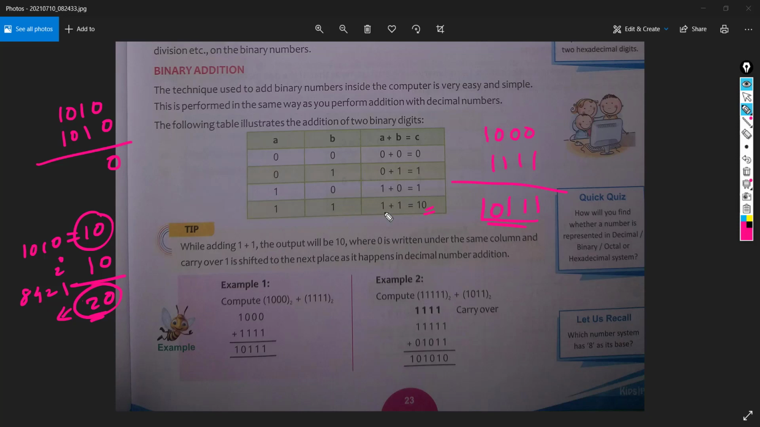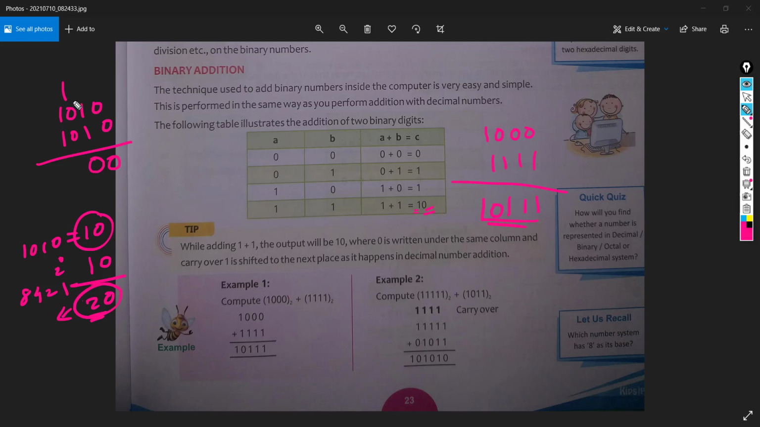So this 1 is the remainder or carry. We will consider it as carry, so the carry will be added to the next column. Here 1 plus 1 is 10, so 0 we will write here. Then the carry will be added to the next column. The next column is this, so we can write that one here. The remaining one is the carry.